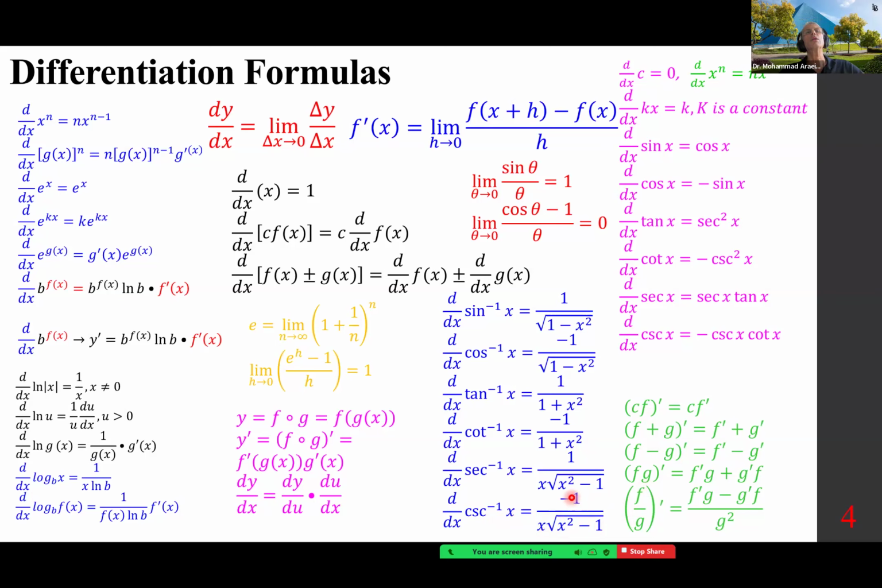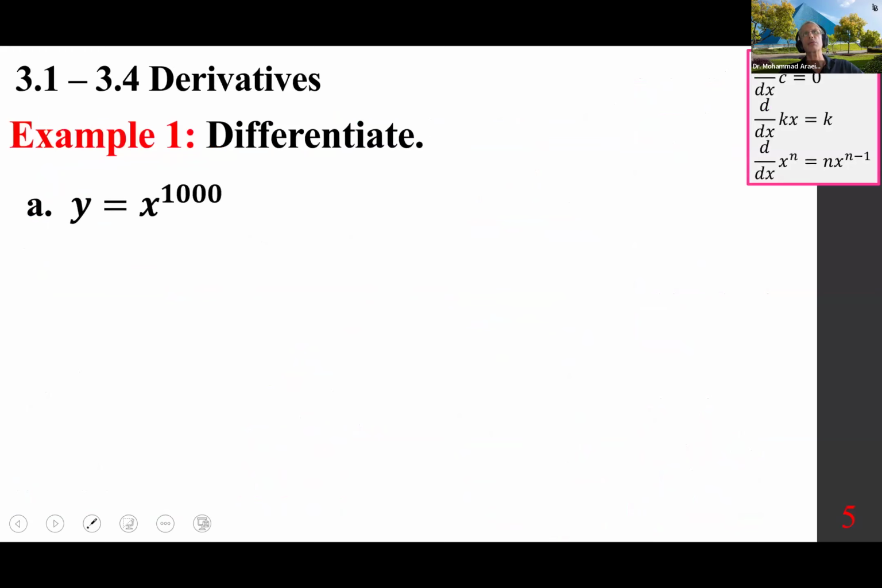We will look at each and every one of them as we go through examples. Let us start with the simplest example we can come up with. y is x to the power of 1000, and I'm going to remind you of the following formulas. The derivative of a constant is 0. The derivative of k times x is k, and the derivative of x to the power of n is the power rule. You put the n, the exponent, in front, and then you drop the exponent by 1. That is the methodology.